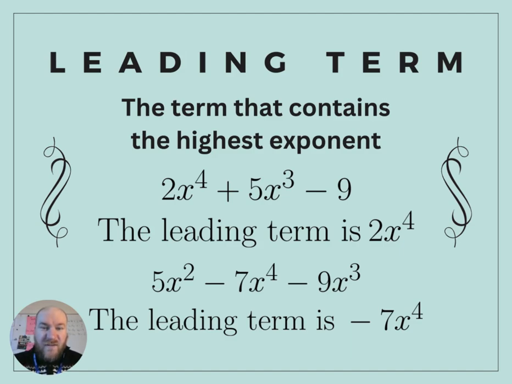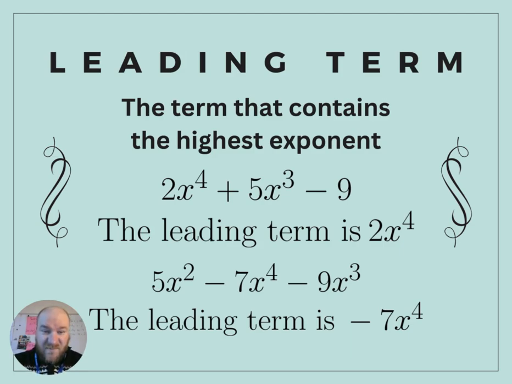Hello everyone, in this video we have some vocabulary to go through dealing with polynomials and polynomial graphs. So the first slide here tells you about leading term. If you're given an expression or an equation and they ask for the leading term, they just want to know what is the term that has the highest exponent. So in this expression here, the highest exponent is 4, so the leading term is 2x to the 4th.